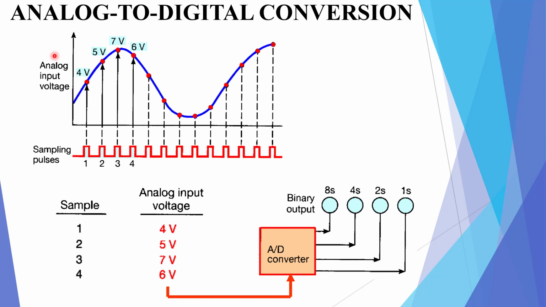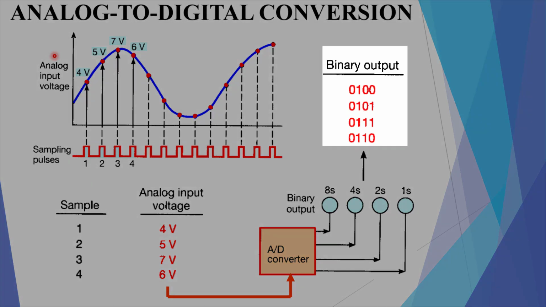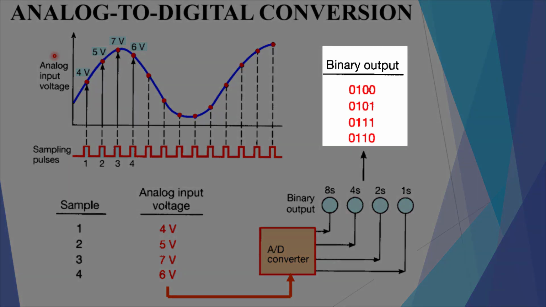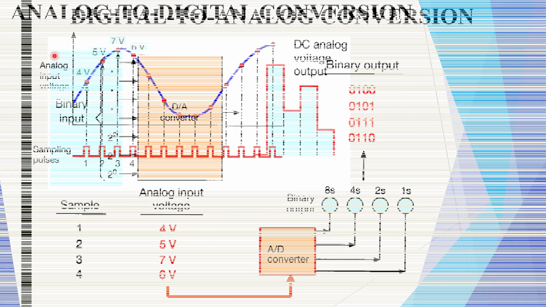But those are analog values. I need to convert those to digital. So I have a circuitry here, A to D converter, analog to digital converter. It's taking those numbers and it's converting them to binary numbers, which we'll also learn here in a little bit. This is showing the values of 4, 5, 7, and 6 in binary form.